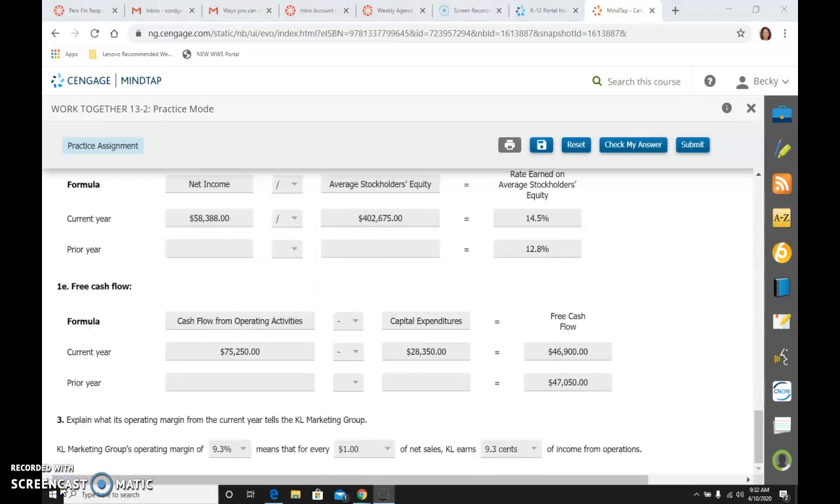And then finally we have our free cash flow, and that is what you would think it is. As soon as I see cash flow, I think my numerator is cash flow from operating activities, and this one is not divided by, it's minus capital expenditures, what I spent on equipment and things like that. And again, I have the current year. We already talked about operating margin and explaining that for KL operations. So that wraps up Work Together 13-2.